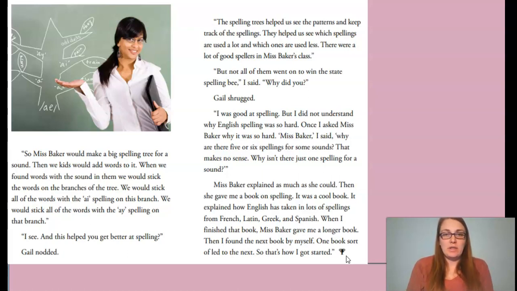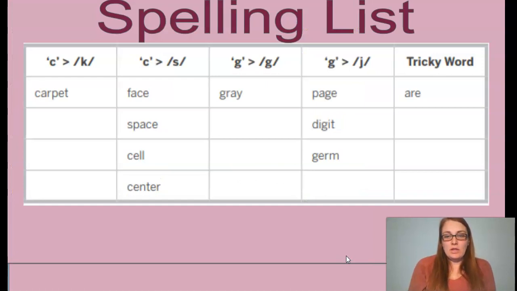Miss Baker explained as much as she could. Then she gave me a book on spelling. It was a cool book. It explained how English has taken in lots of spellings from French, Latin, Greek, and Spanish. When I finished that book, Miss Baker gave me a longer book. Then I found the next book by myself. One book sort of led to the next. So that's how I got started." So there's a little bit more information about Gail and her start with spelling after being in Miss Baker's class.